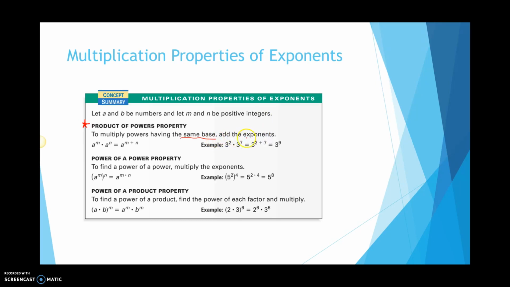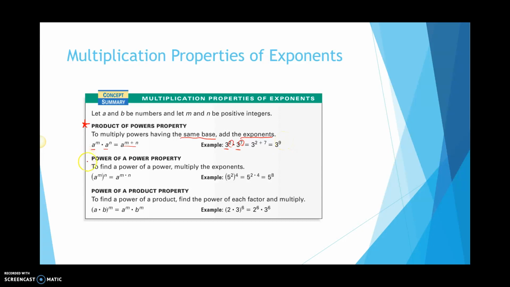If we look at our example right below this, we have a to the m times a to the n. Notice my base is a, that is the same, but my exponents are different. So I'm going to add those, m plus n. Working with numbers, we have 3 to the second times 3 to the seventh. We have the same base, which is 3, so we're going to add the exponents, 2 plus 7. My answer is going to be 3 to the ninth.